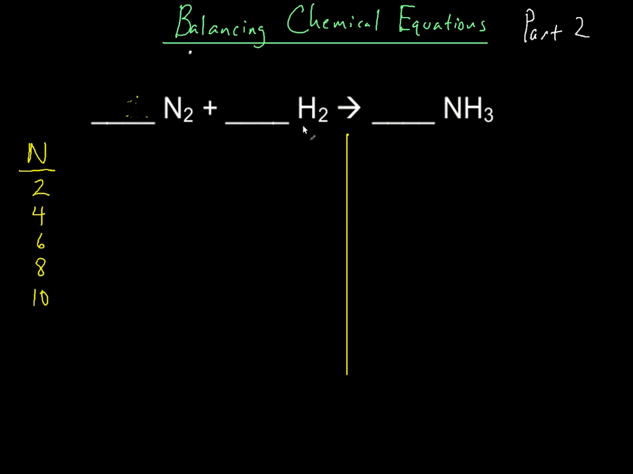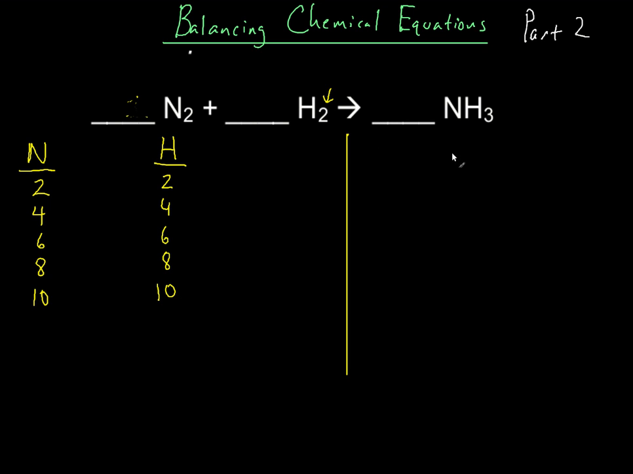Now the next element that we have is hydrogen, and so as you can see, we'll put hydrogen here, and just like the nitrogen, it will move in sets of 2, because there's a 2 right there. And so we will go 2, 4, 6, 8, and 10.